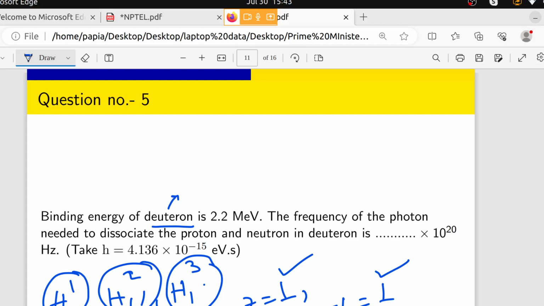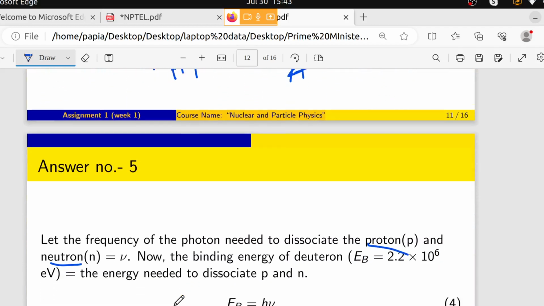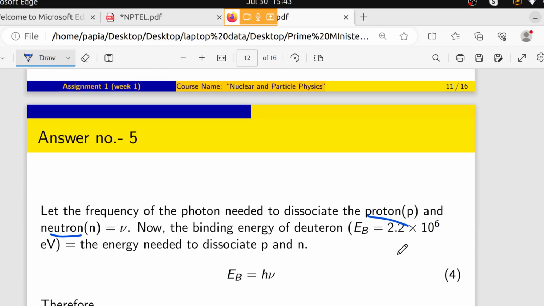So from quantum mechanics, a very familiar expression is E equals h nu. All of you already know that one. So for that E, here E is nothing but 2.2 MeV, that means the binding energy present in the deuteron. So if I put here E equals 2.2 into 10 to the power 6 eV, that means 2.2 MeV, the energy needed to dissociate P and N will be h nu, and here they are just asking about nu.